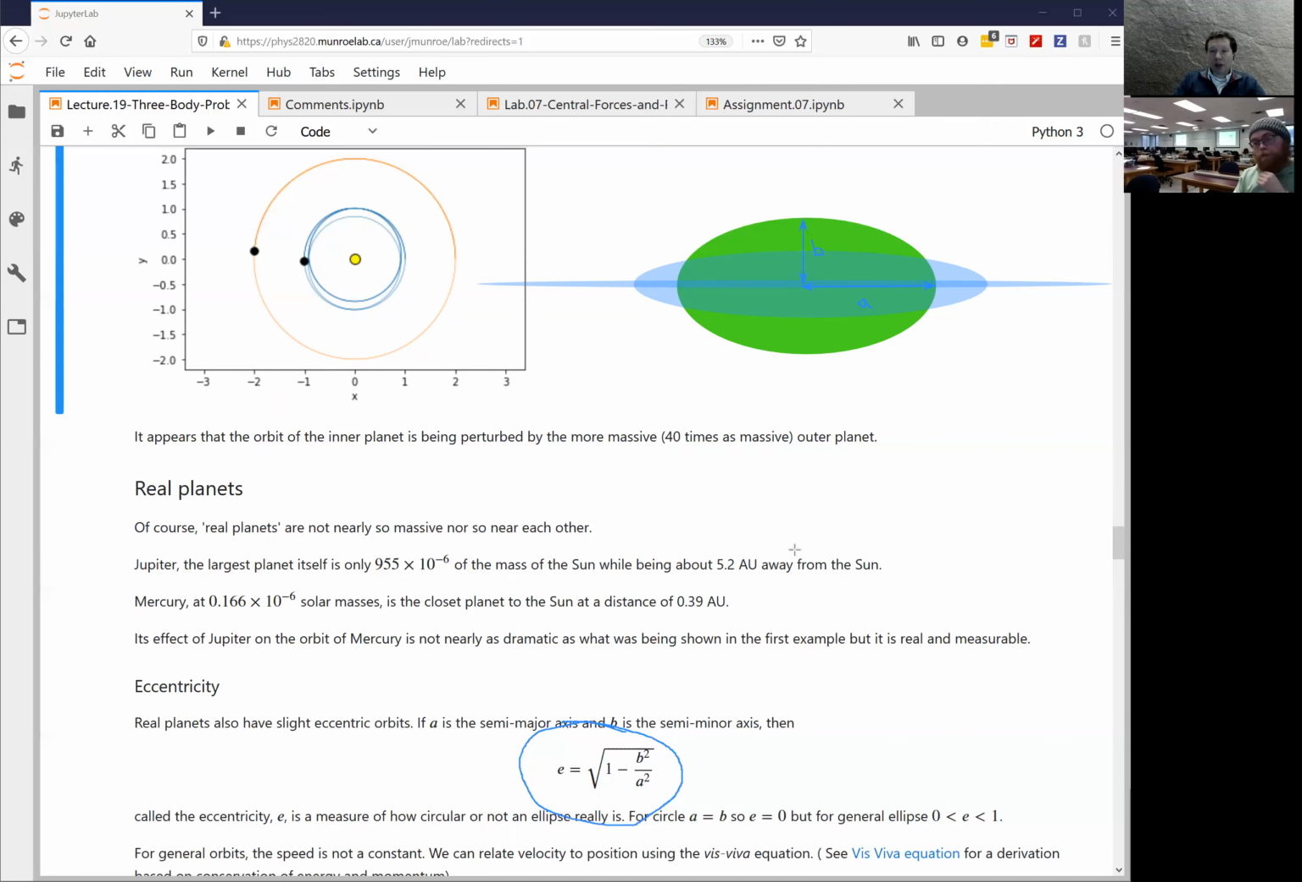Eccentricity can be defined for other conic shapes, but we're only going to focus on ellipses right now. So eccentricity is a way of describing how elliptical an orbit is. E equal to 0 is circular, E equal to 1, or approaching 1, is highly elliptic.